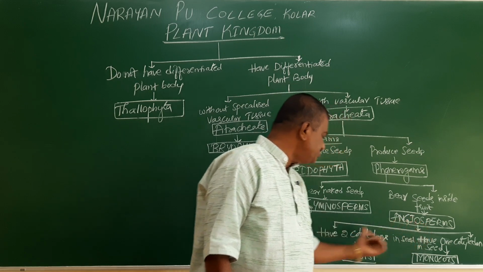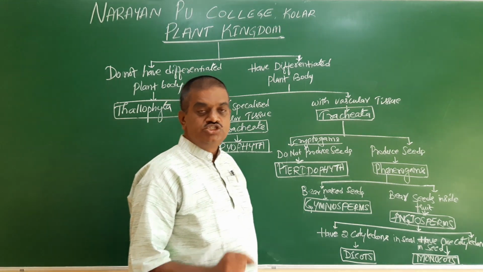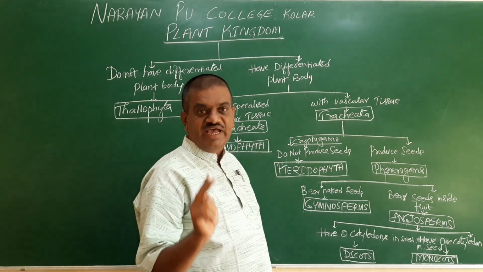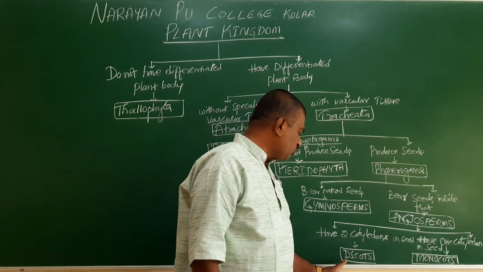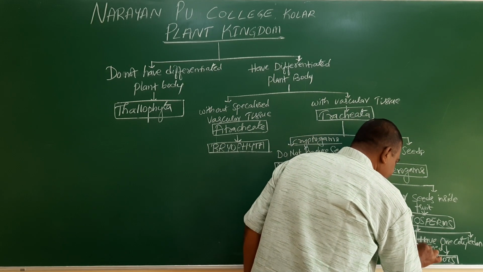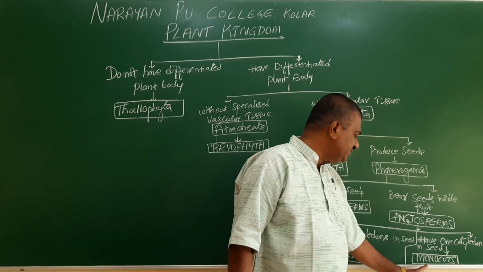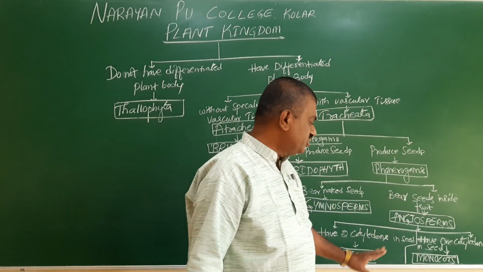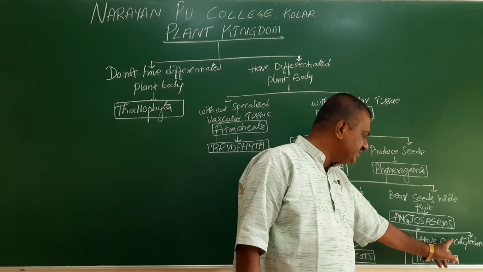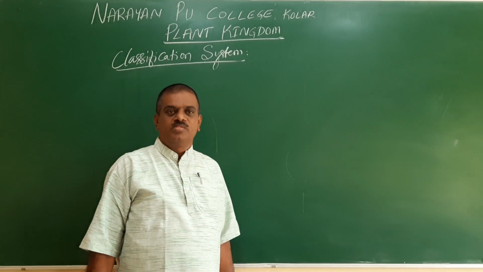Again, angiosperms are divided into two types based on the cotyledons. If a seed has the presence of two cotyledons, they are called dicots. If a seed has only one cotyledon, then it is called monocots. So dicots means two cotyledons in a seed. Monocot means it has the presence of only one cotyledon in the seed.